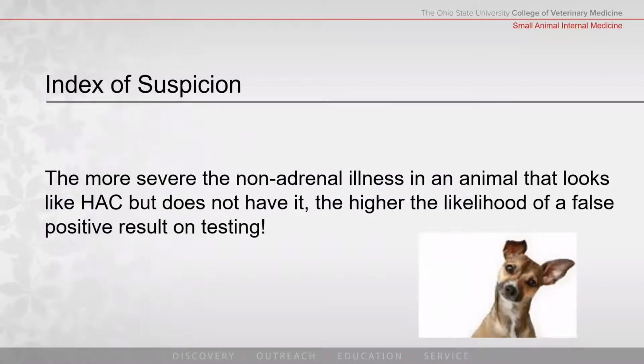So what I mentioned before, if the animal has a non-adrenal illness that looks like hyperadrenocorticism but doesn't really have that, the higher risk you have of a positive result on testing. Diabetics will test as though they're positive for Cushing's disease, even if they don't have Cushing's disease. So just a reminder. Next slide.